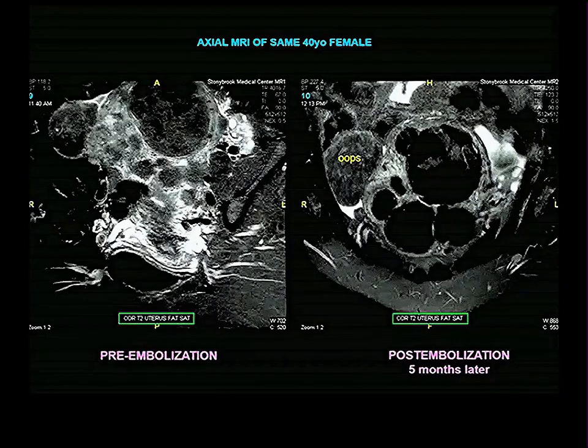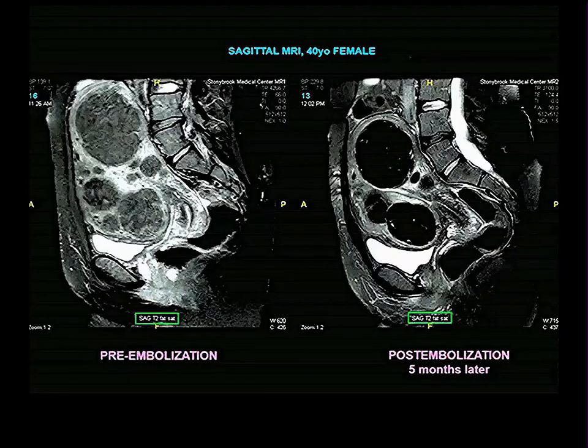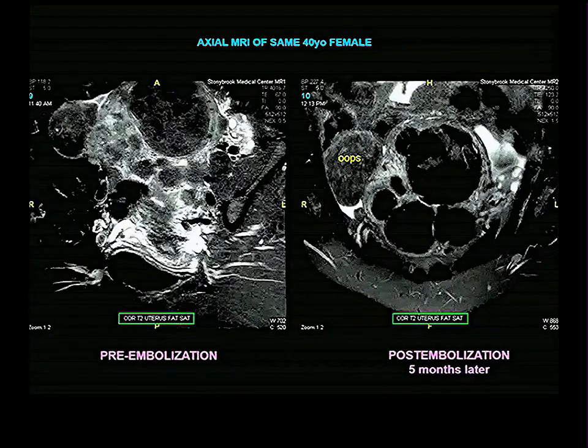Here's the same person. This is an axial view. That other one clearly was sagittal. This is an axial view. They don't correspond exactly because they're taken 5 months apart. These are living fibroid, living fibroid, living fibroid, living fibroid, living fibroid. Dead, dead, dead, dead, and one that didn't die.